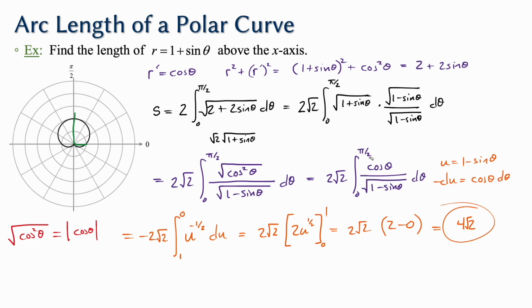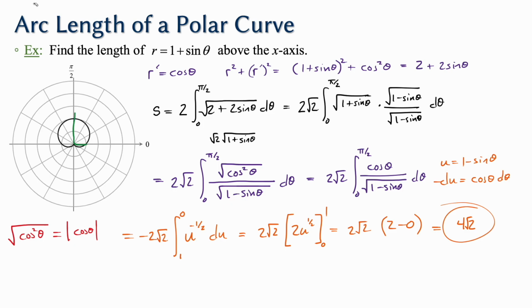The reason I didn't put that over here is because looking at my limits of integration, from 0 to pi over 2, that is where cosine is positive. So on these limits of integration from 0 to pi over 2, it's okay for me to replace this with just cosine theta, because that is the same thing as absolute value. It is where it's positive.